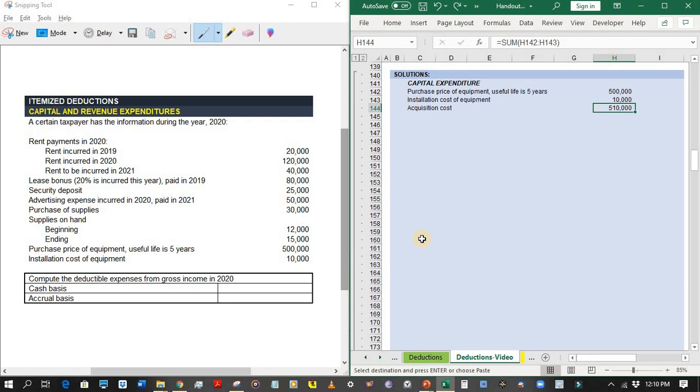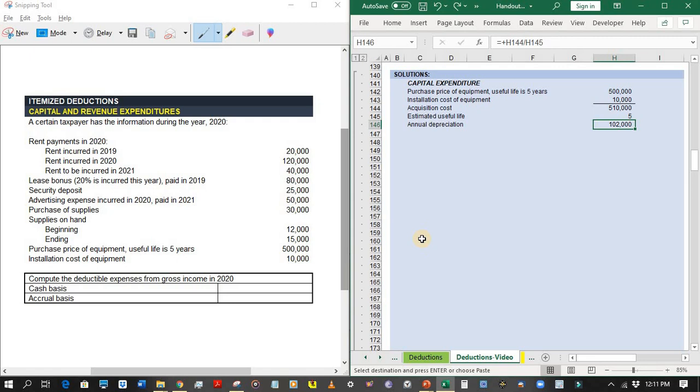And since we have no salvage value, we will divide this by the useful life, which is 5 years. So our annual depreciation is 102,000 pesos, or 510,000 divided by 5 years. Of course, we are using the simplest method of depreciation, which is the straight line method. So now we have computed the depreciation. This will be the depreciation expense regardless of the method used by the taxpayer, so cash basis or accrual basis.